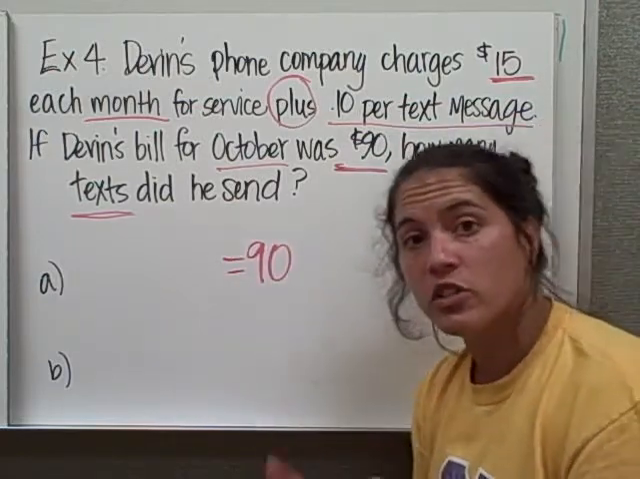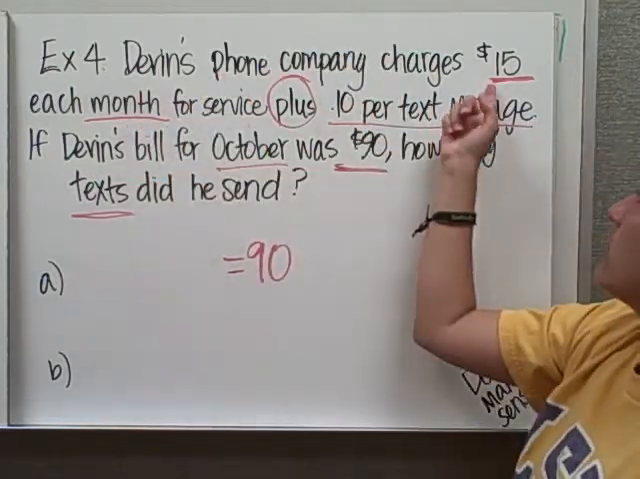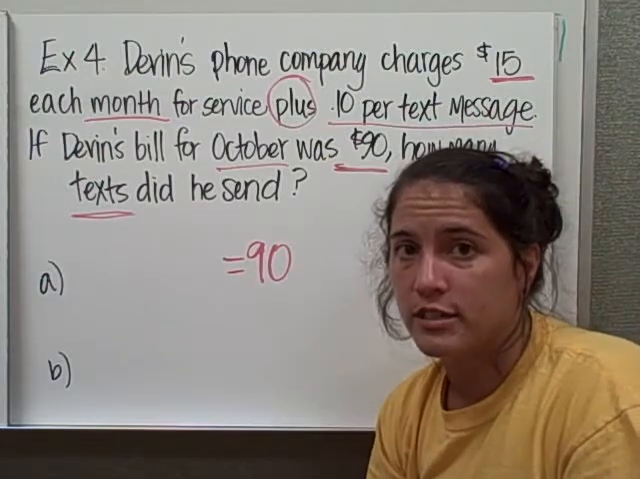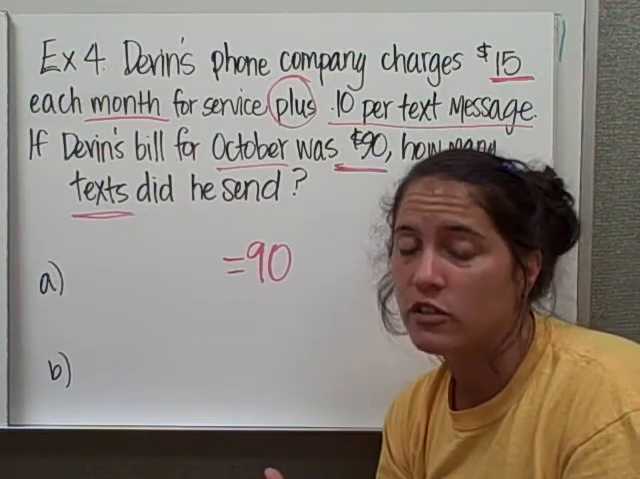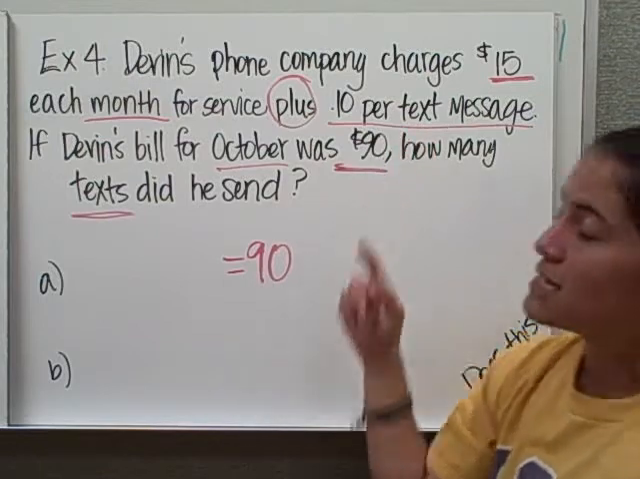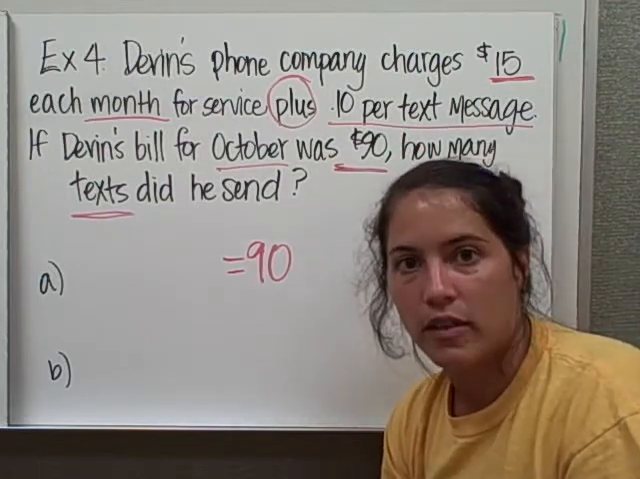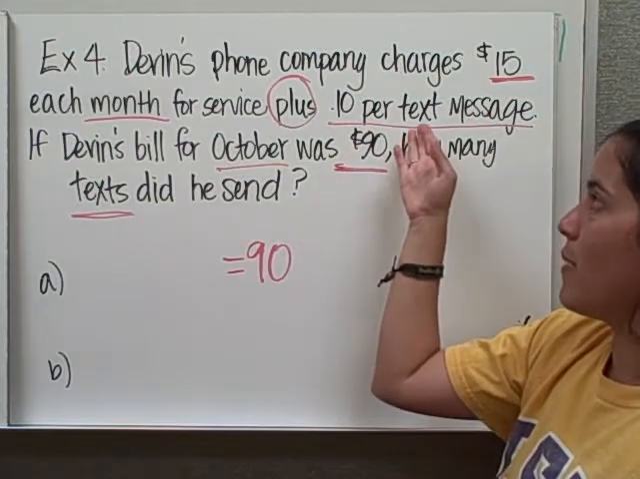There are two parts to Devon's phone bill. Each month he has to pay how much? $15. Does that $15 ever change? If it's October, how much is it? 15. If it's November, it is 15. If it's December, it's 15. So that $15 doesn't ever change. The 10 cents per text, is that going to be the same each month? Does he always send the same amount of texts each month? The answer is probably no. So the 10 cents per text amount might change.